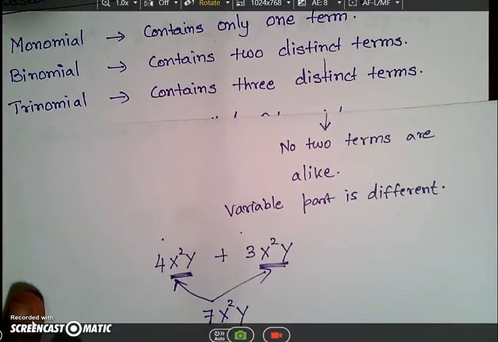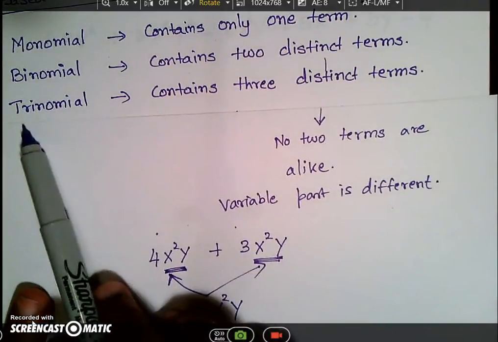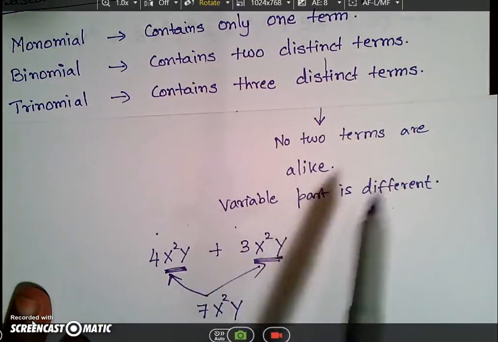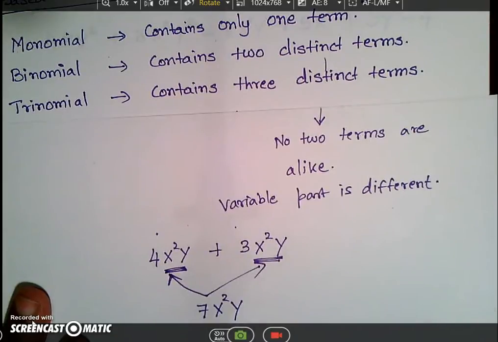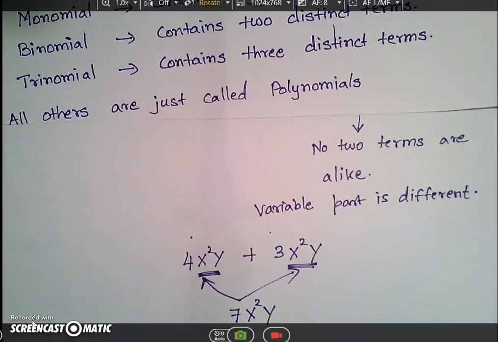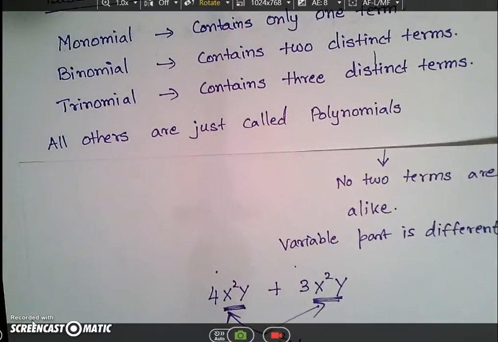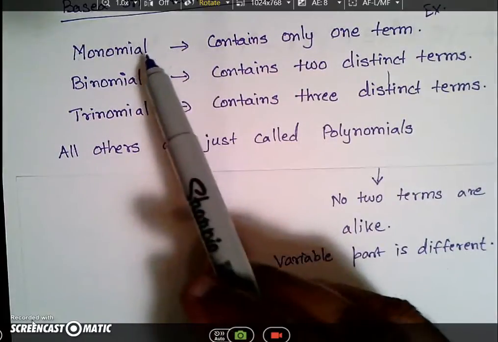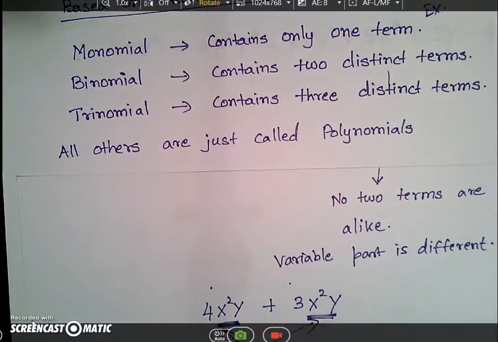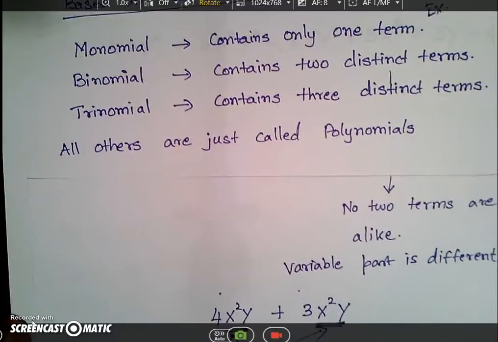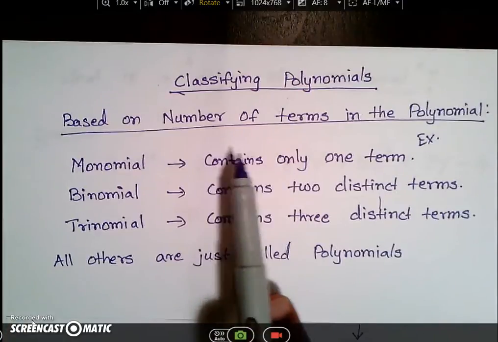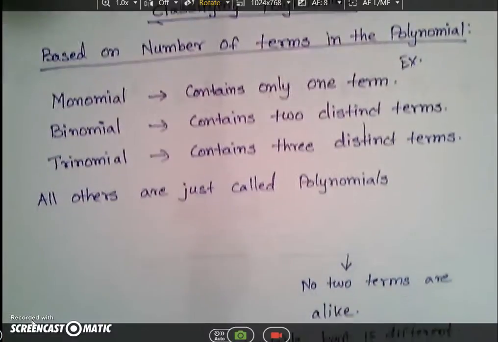Now comes trinomial. Trinomial, as the name suggests, tri means 3. It contains 3 distinct terms, meaning 3 different terms that have different sets of variables in them, a different combination of your variables. All other polynomials are just called polynomials. For some reason these 3 get special treatment. So monomial, binomial, trinomial, and all other polynomials that have 4 terms or more are just called polynomials. So that's classification based on the number of terms in the polynomial.